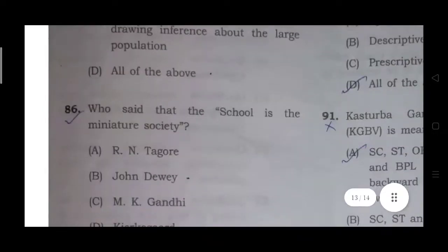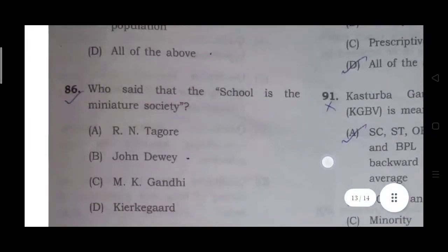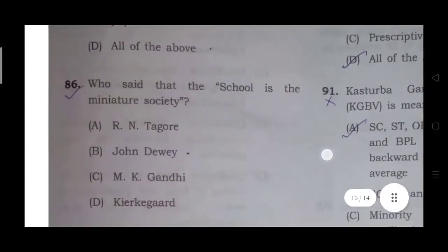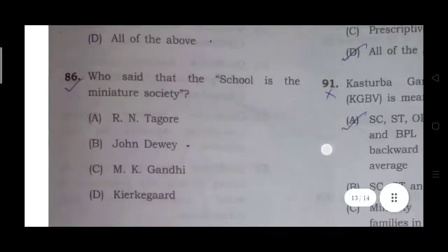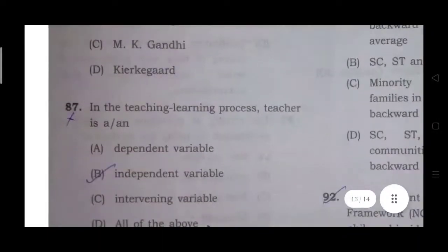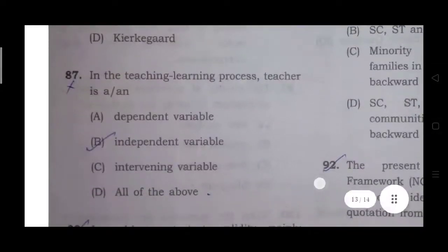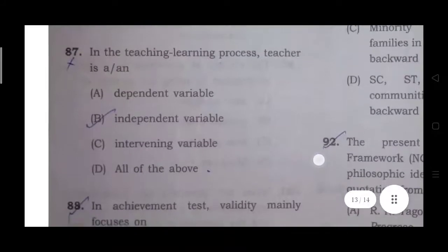Next, 86. Who said that the school is the miniature society? School is the miniature society. It is said by John Dewey, option B is the correct answer. Next, 87. In the teaching learning process, teacher is. What variable is the teacher? Here option B is the correct answer. That is independent variable. Teacher is an independent variable.